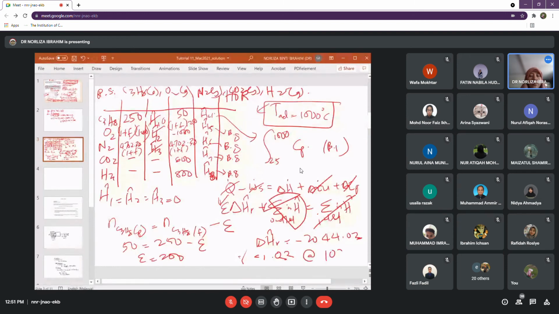Okay, so you need to repeat this for the second assumption of your T adiabatic, and also the third assumption of your T adiabatic. My suggestion is that you repeat the table, giving your assumption of the adiabatic temperature, because now your enthalpy will be different because of the different temperature. The molar flow rate is still the same, it's just that now H4 until H8 will be different. So you put that in a proper table.